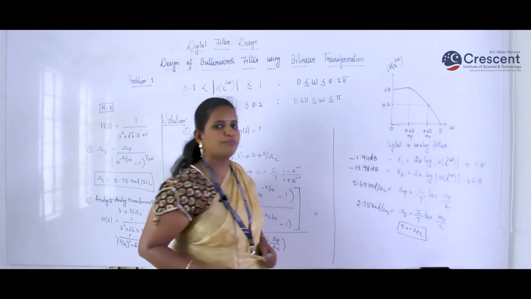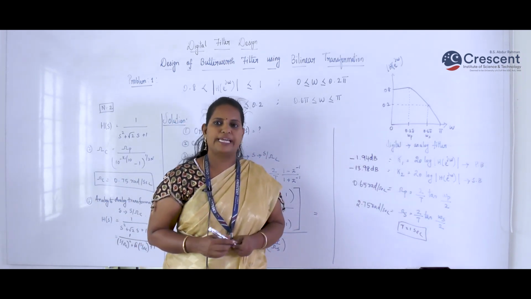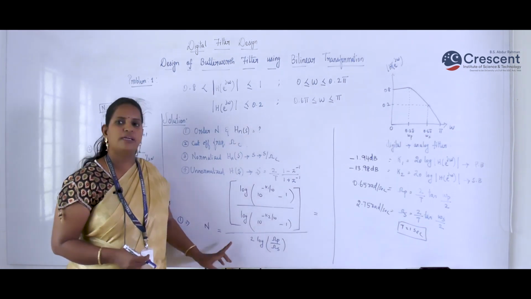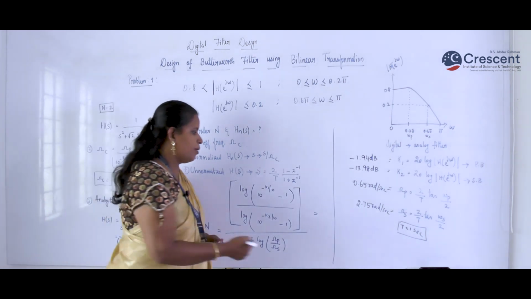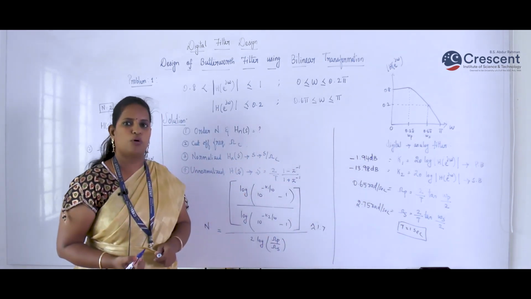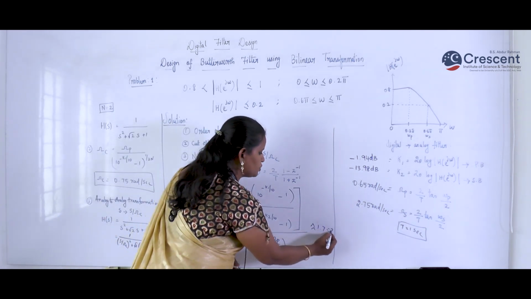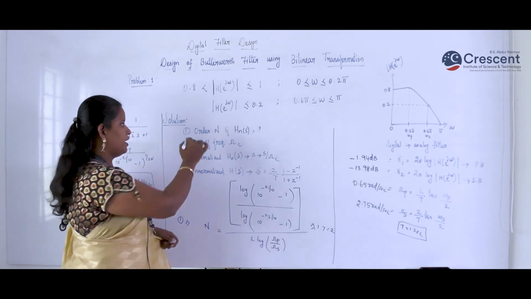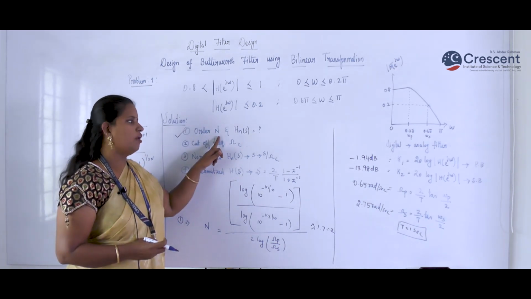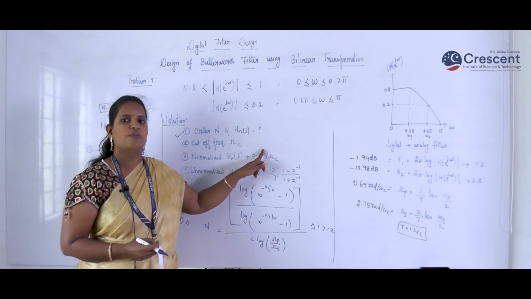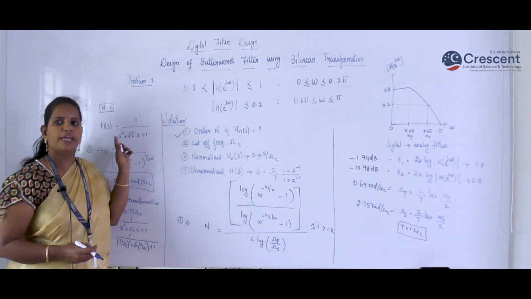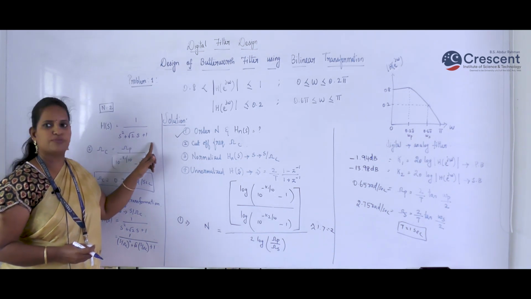So now we have the values of k1, k2, omega s as well as omega p. When you substitute them in the order n, the answer is approximately 1.7. When you round it off, the answer is 2. Now we have the n value. After calculating the n value, we should specify what Hn of s is for order n. We already know the formula for order 2: it is 1 by s square plus root 2 s plus 1.